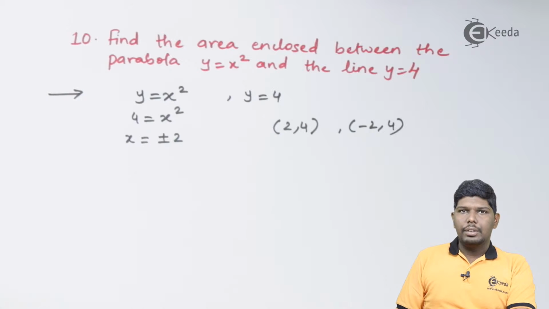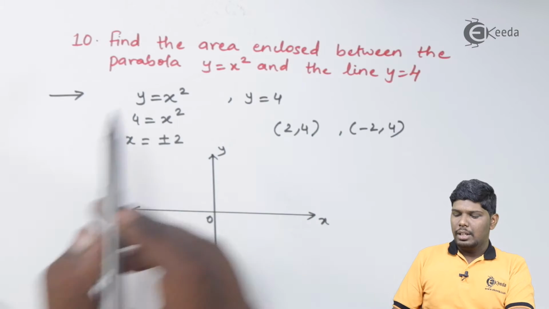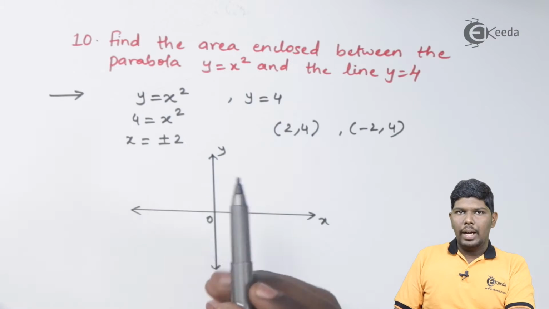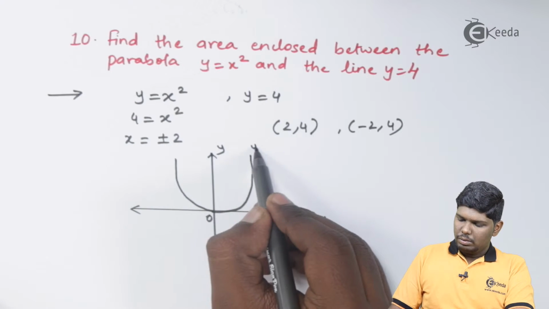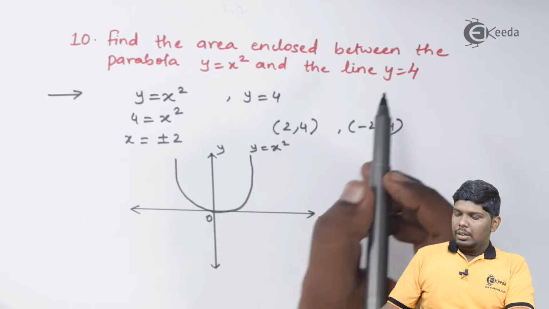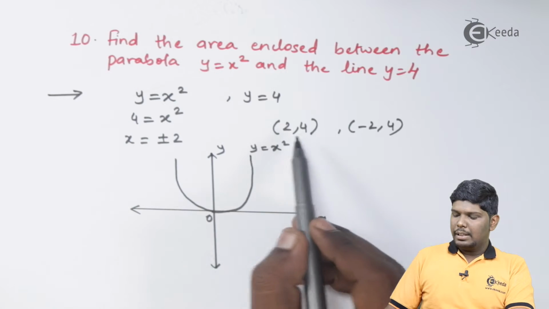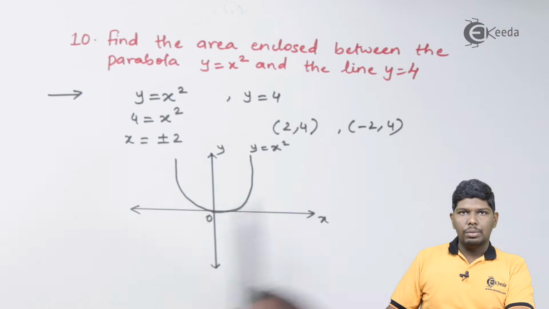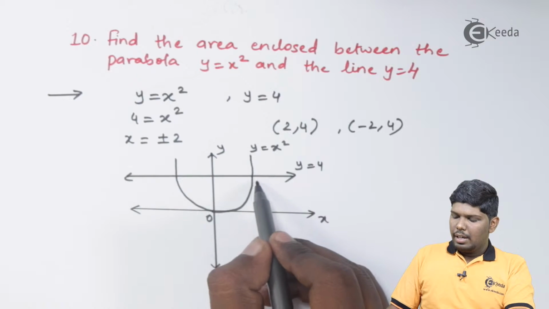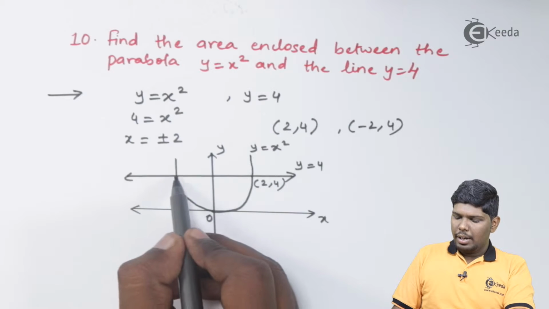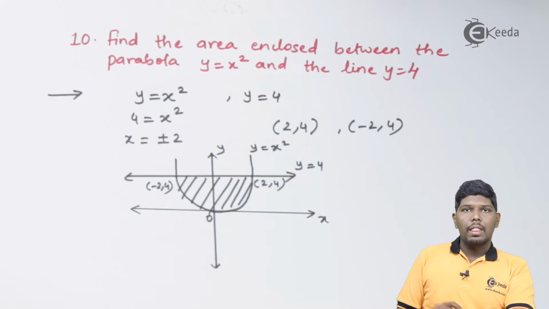Now let us see its graph. y is equal to x square will be a parabola where the power of y is less as compared to x. So therefore its direction will be the positive y-axis. The given line y is equal to 4 will be parallel to the x-axis and passing through (2, 4) and (minus 2, 4). So this line y is equal to 4 is intersecting the parabola here at (2, 4) and in the second quadrant at (minus 2, 4). The common region between them will be this part.